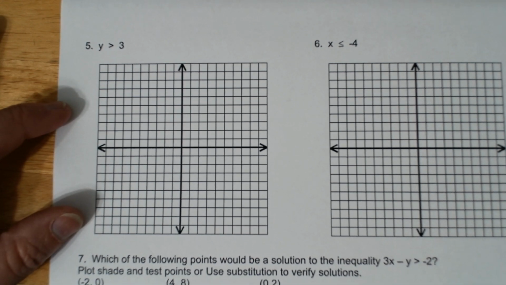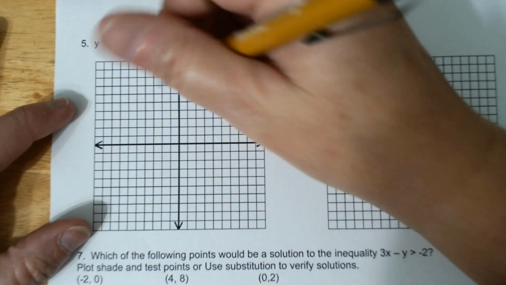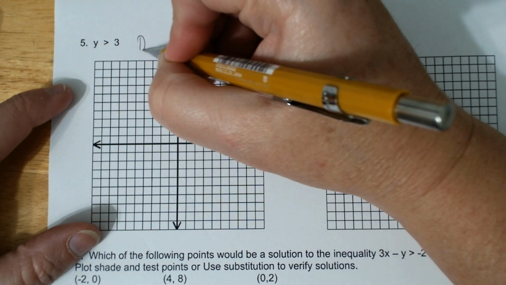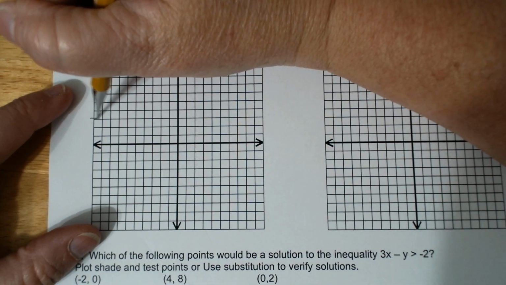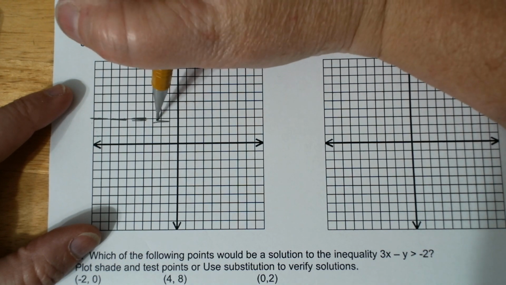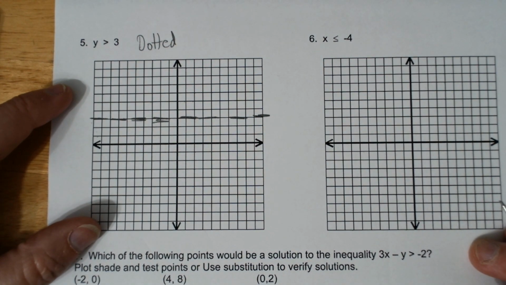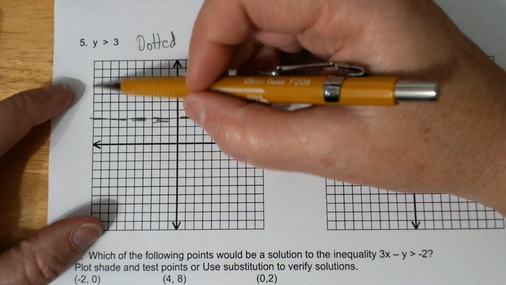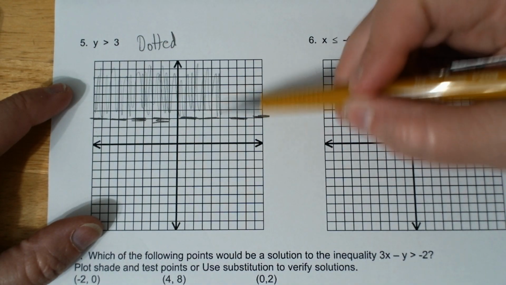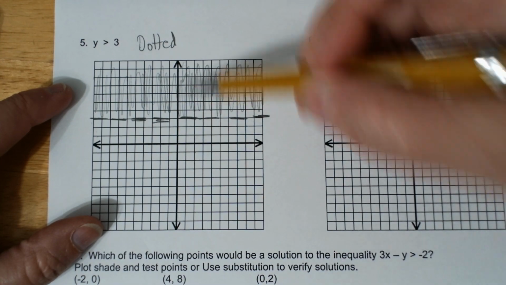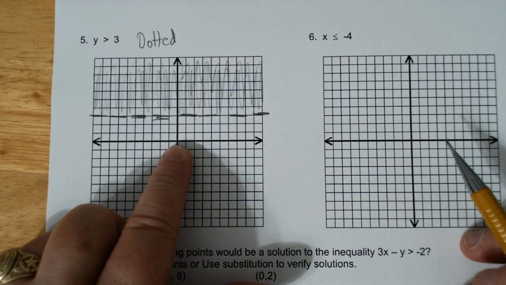Okay. Y is greater than 3. We know that y is a horizontal line. We know we do it at 3. We know that this is going to be dotted because there's no line under the inequality. Y is greater than 3. That means up here, because if y was 4, that'd be true. If you still want to use 0, 0, you say 0 is greater than 3, no, and no is never in color.